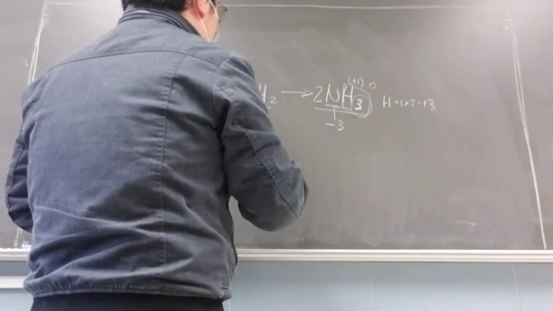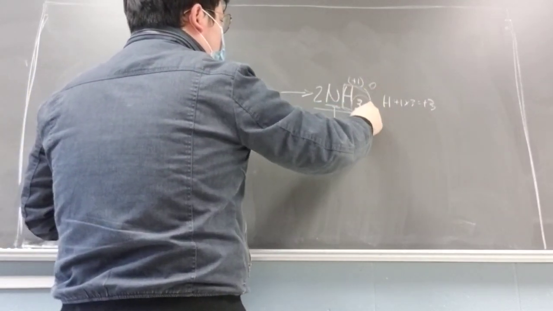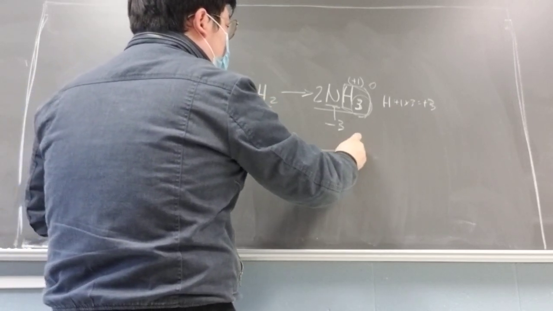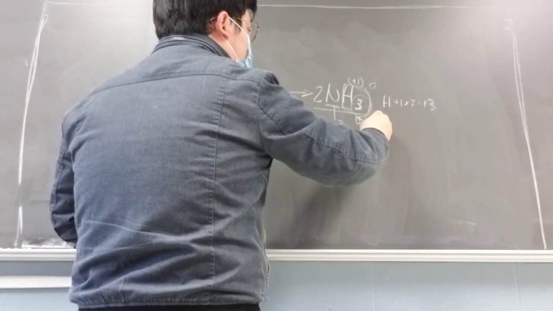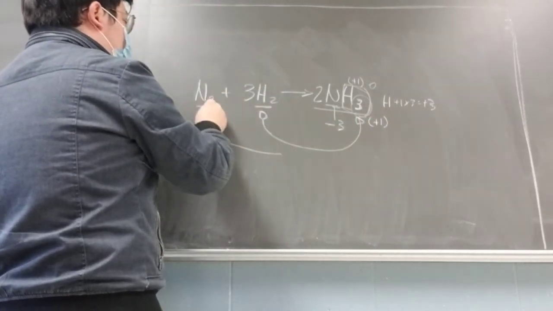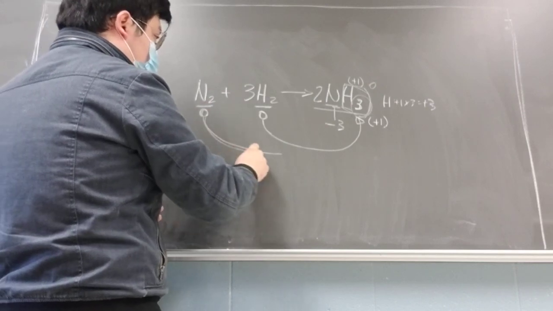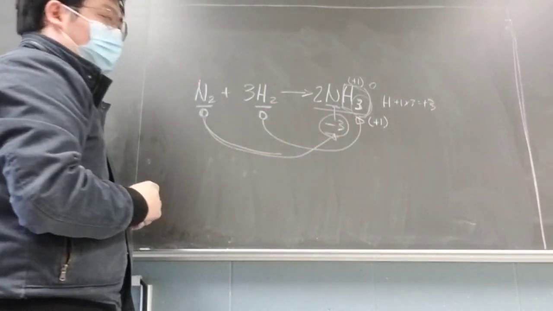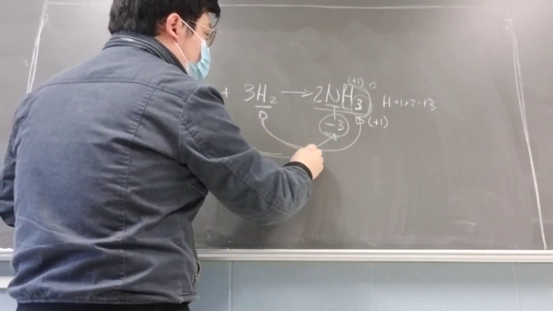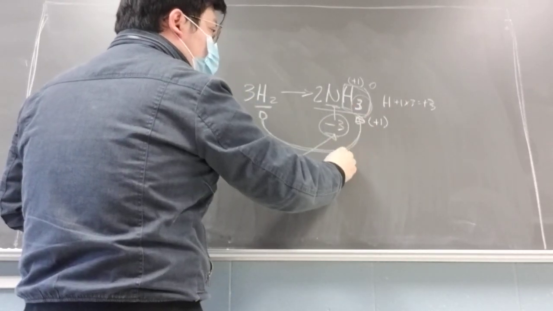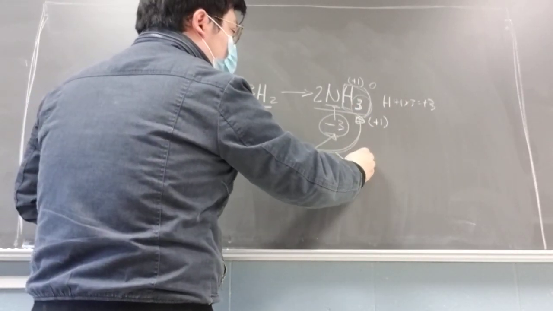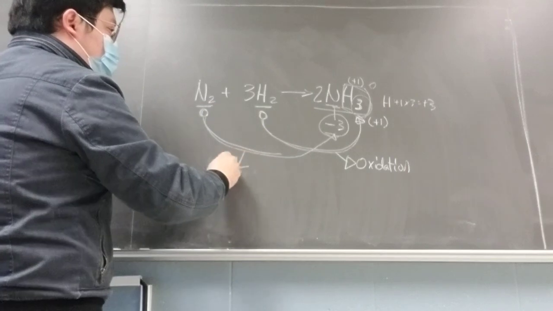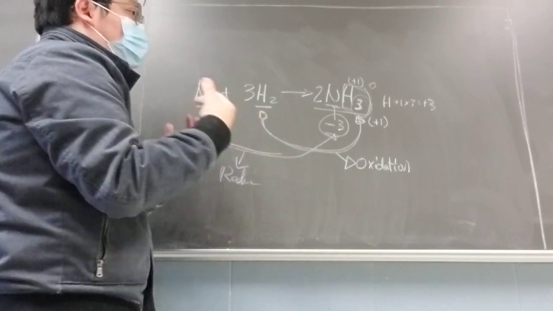So here's the thing. The hydrogen part was once 0, elemental form, but on the product side it becomes +1. The nitrogen was once 0, but when it went through the combination reaction, it becomes -3. So the hydrogen is losing electrons and becoming positive, so it is oxidized. And the nitrogen will become reduced, because now it gains electrons.